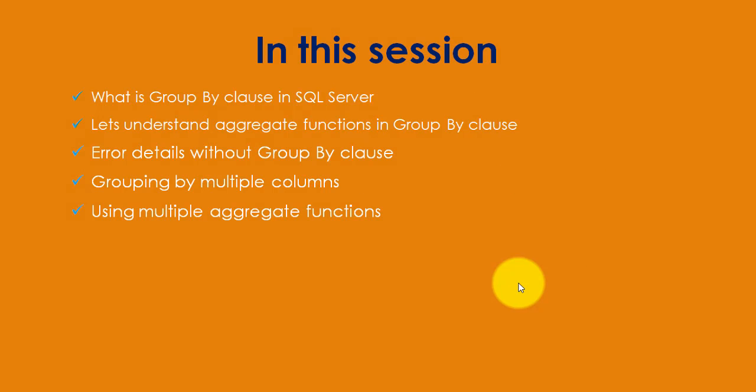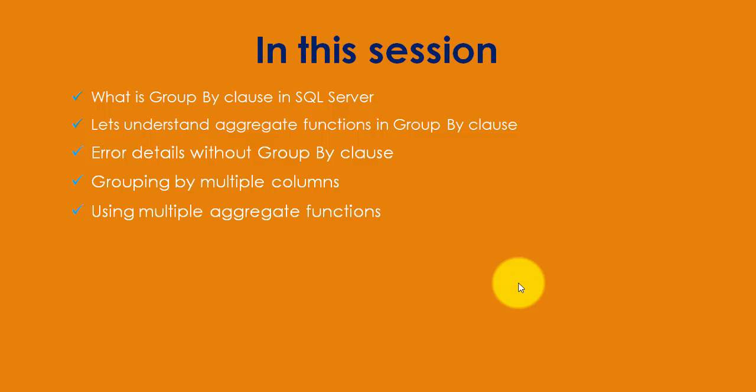There are a few points in this session: what is the GROUP BY clause in SQL Server, aggregate functions in the GROUP BY clause, error details without the GROUP BY clause, what will happen if you omit the GROUP BY clause, and grouping by multiple columns. If you mention a table, you can mention multiple column names in the GROUP BY clause, and using multiple aggregate functions.